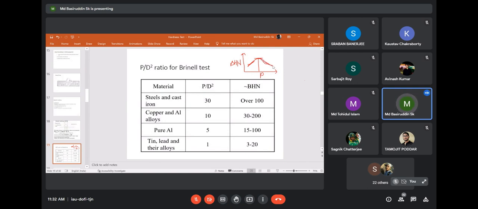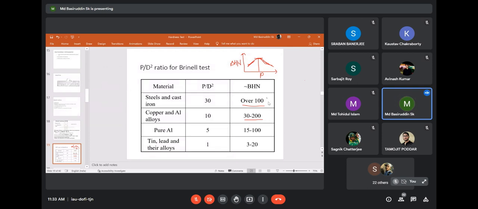So that is why people suggest that if you maintain the small d by capital D ratio at a particular range or value, then you will be able to compare the hardness data for different materials also. Now in this particular slide, people have found a suitable ratio for different materials. For steel and cast iron, if you maintain the P by capital D square ratio at 30, then you will find the BHN number is over 100. And if you maintain the P by D square ratio at 10 for copper and aluminium alloys, then you will get values of 30 to 200.